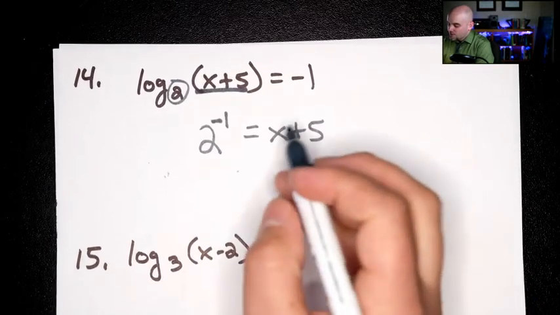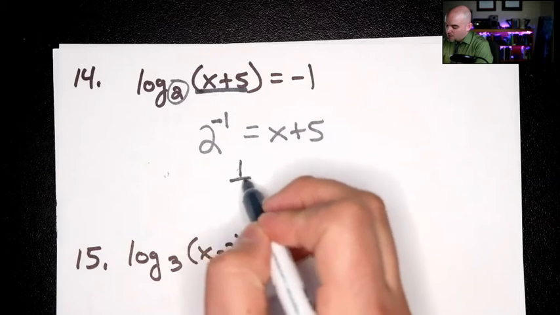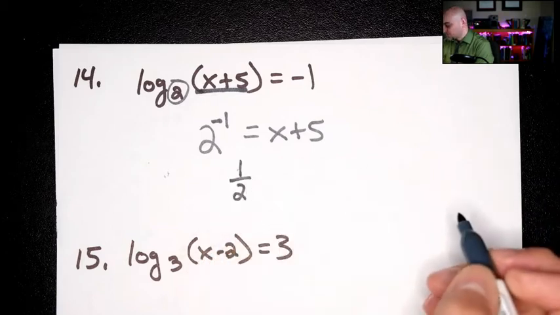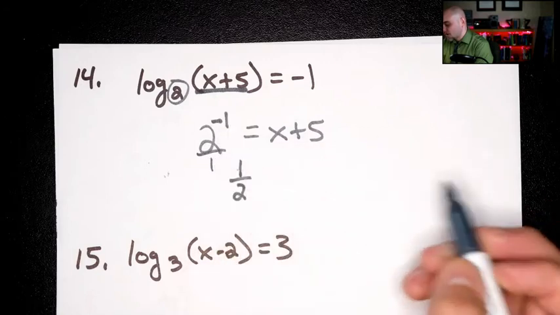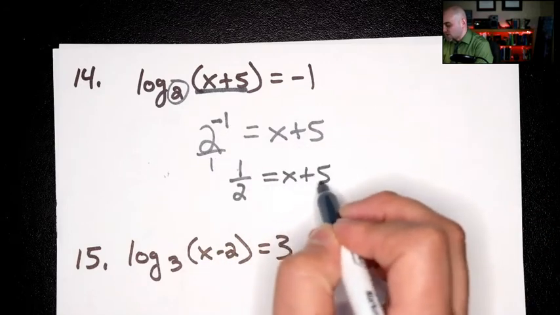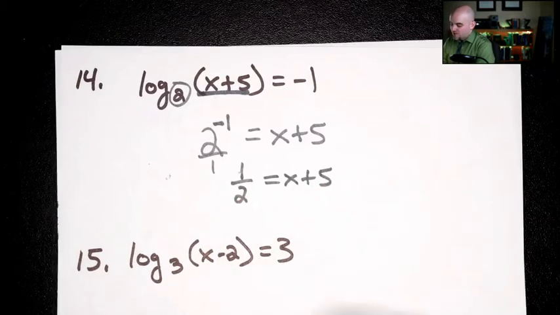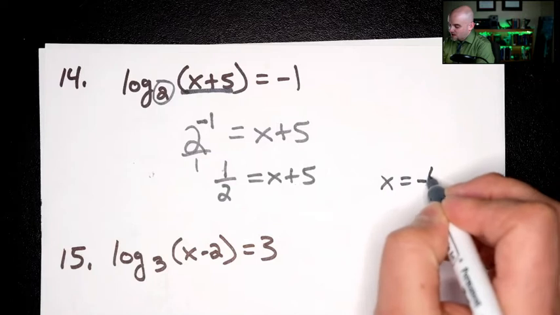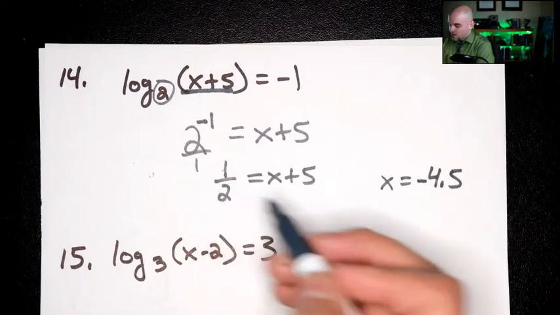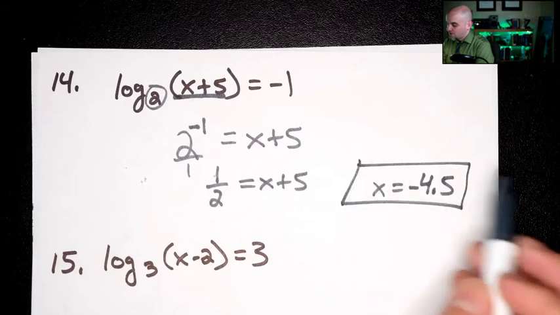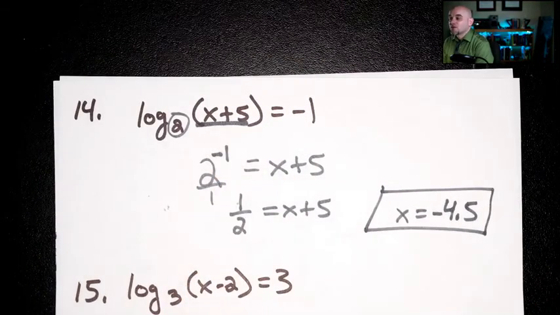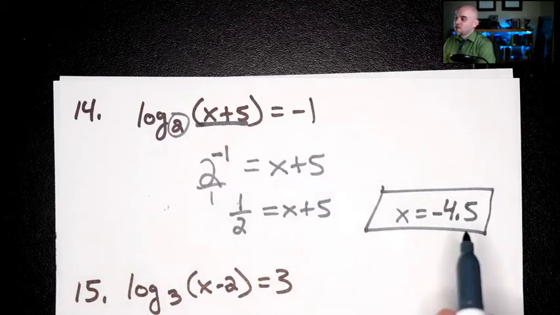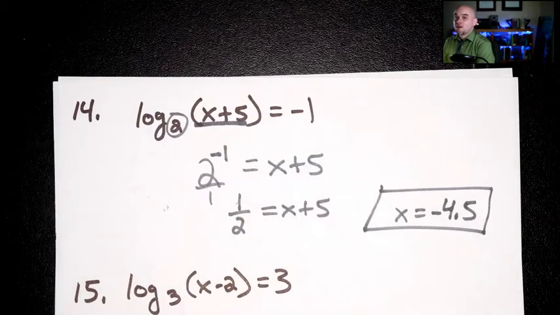So 2 to the negative first is the same thing as 1 over 2 to the positive first, right? I'm just taking that, writing as a fraction, and dropping it down below. So 1/2 equals x plus 5. And to solve for this, I'm going to subtract 5 from both sides, and that gives me x equals negative 4.5. Right? 1/2 minus 5 is negative 4.5. Just to double check, you still need to go back and put it in the logarithm and make sure you're not taking the log of 0 or a negative. And negative 4.5 plus 5 is a positive 1/2. It can be a fraction, just can't be 0 or negative. So that works. So you say, you know what, maybe you like that way, maybe you didn't.